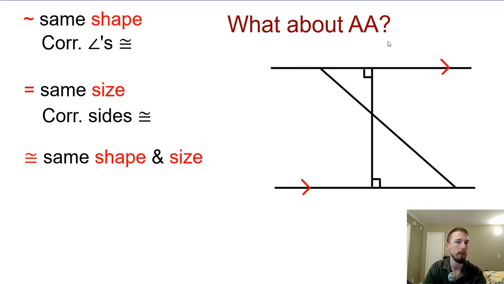What if we only know all the angles are the same? Well, in our diagram here, which is kind of cool, because of the parallel lines, the alternate interior angles are congruent, meaning this angle here is the same as this angle down here, and these two vertical angles, of course, have to be the same as well.